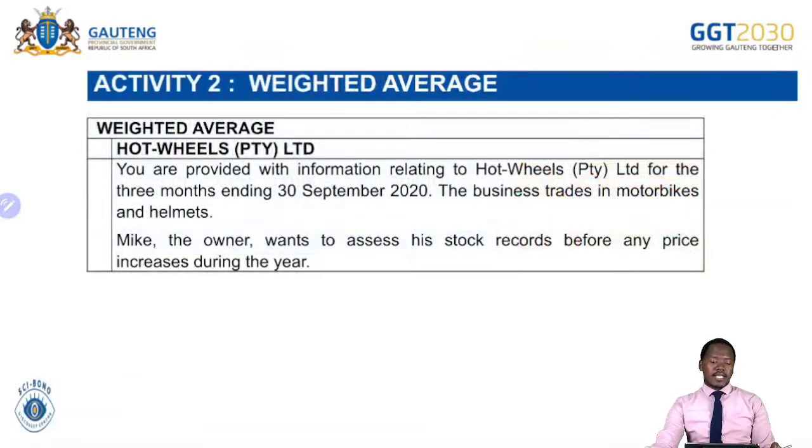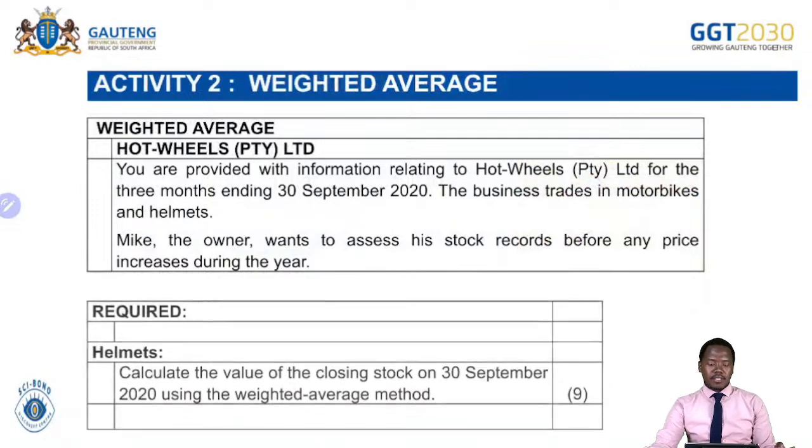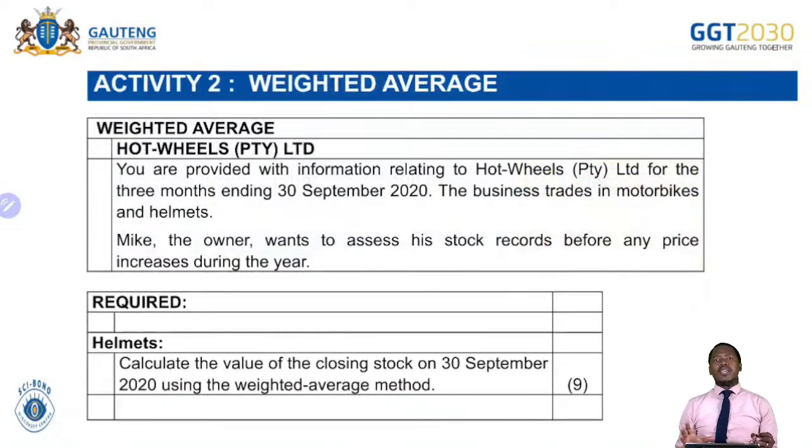Now, Grade 12, let us look at our activity. You are provided with information relating to Hot Wheels Pty Ltd for the 3 months ending 30 September 2020. The business trades in motorbikes and helmets. Mike, the owner, wants to assess his stock records before any price increases during the year. This is the background. Now, what must we do here, Grade 12?